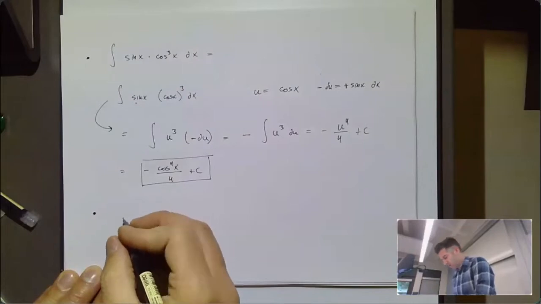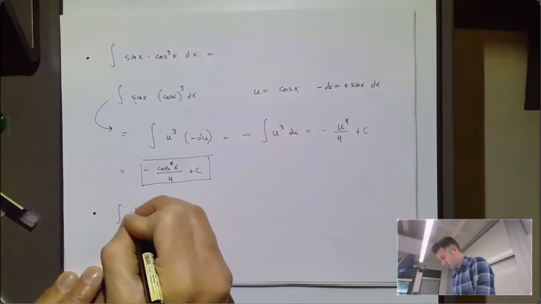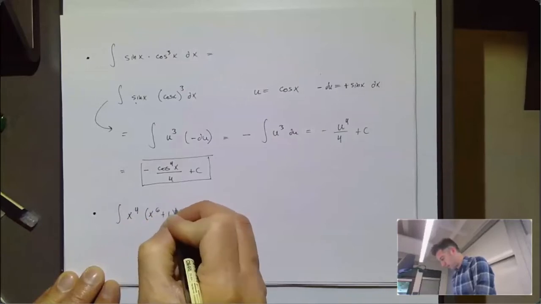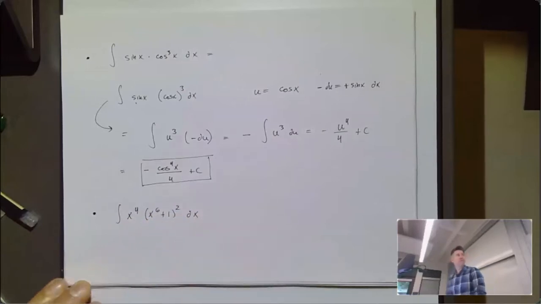Let's look at another one. The integral of x to the 4th times x to the 6th plus 1 squared. What seems like probably the only possible choice for u? Yeah, definitely, right? x to the 6th plus 1. That seems like the only thing I would think about choosing.